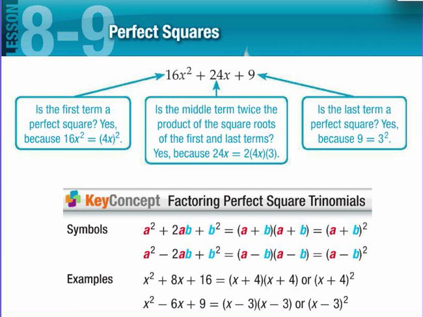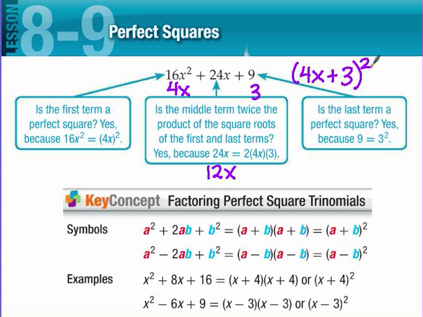Okay? So what is squared to give me 16x squared? 4x. What is squared to give me 9? 3. So if I take 4x times 3, what do I get? 12x. If the middle term is twice 12x, that's a perfect square trinomial. Okay, so how do you get 24? You take 12 times 2. So this is a perfect square trinomial. So how we factor it, it's whatever the first term is plus whatever the last term is, quantity squared.